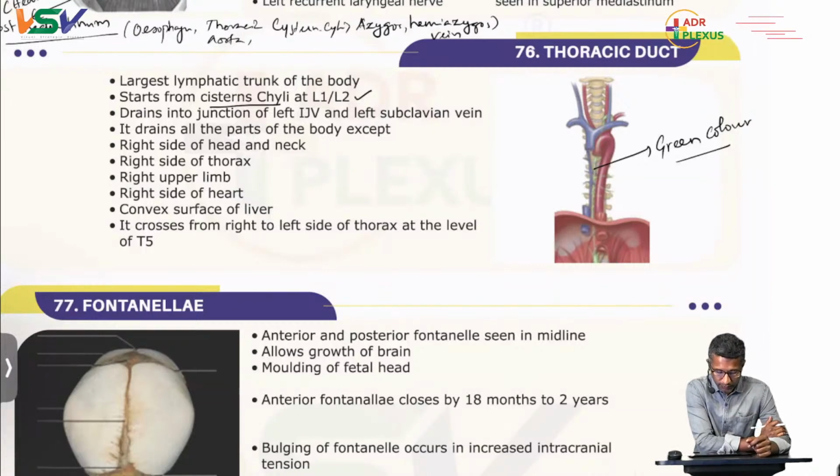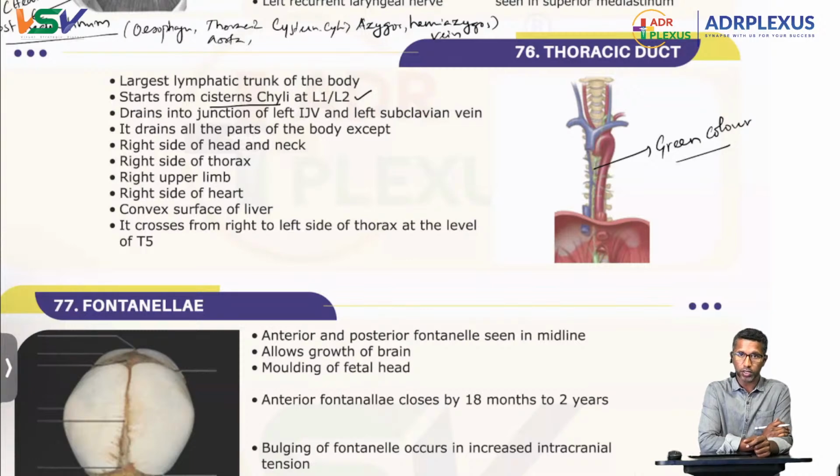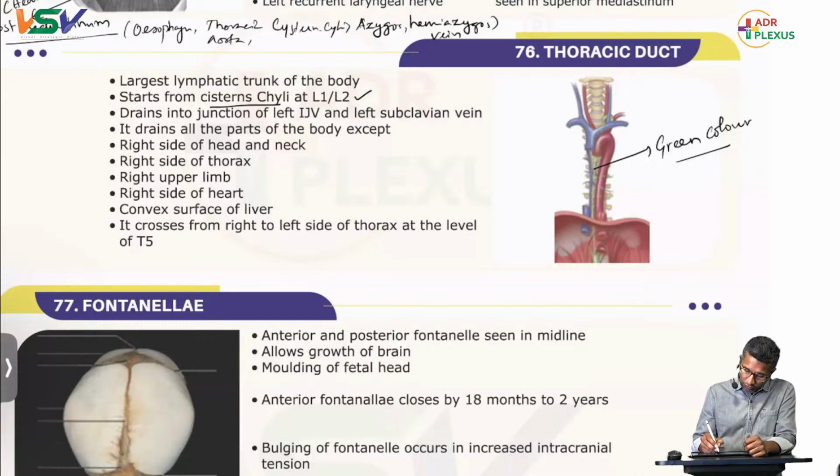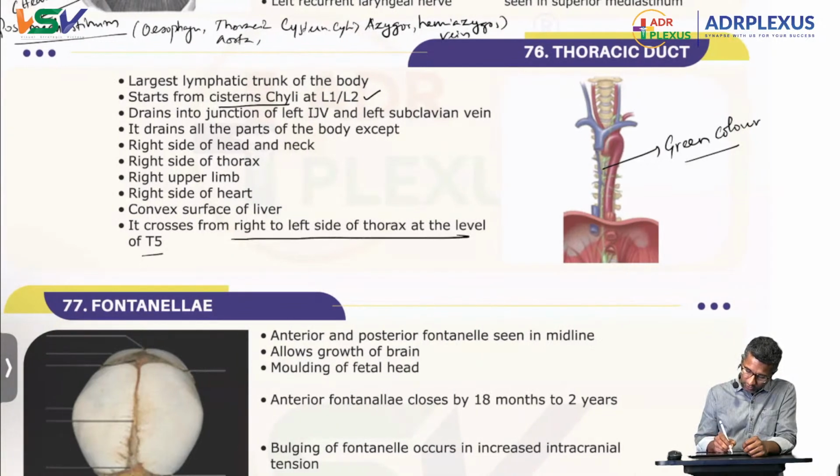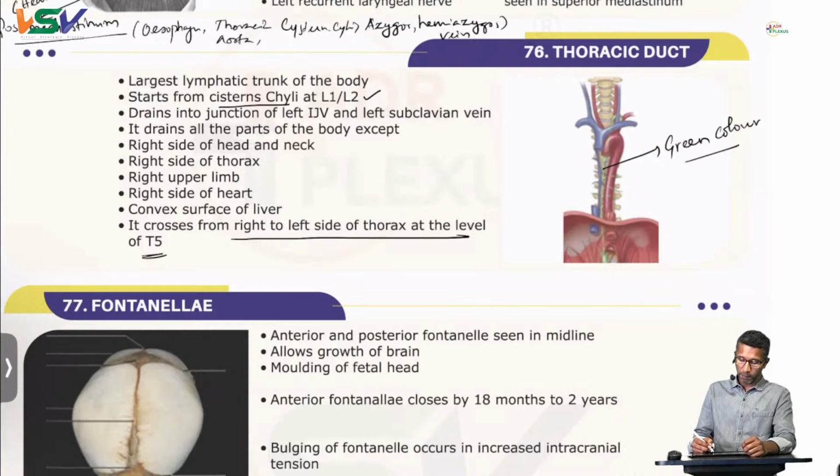Once the thoracic duct starts, it runs upwards through the aortic hiatus of the diaphragm. At the level of T12 vertebra, it passes through the aortic hiatus. It runs on the right side of the thorax, and at the level of T4-T5 it crosses from the right side to the left side. It finally drains into the angle between the internal jugular vein and the subclavian vein. Ultimately, it opens into the left subclavian vein.